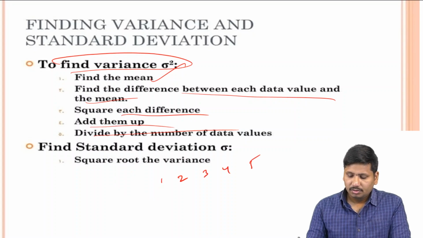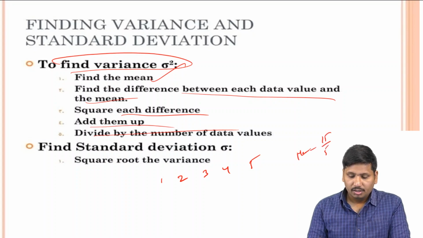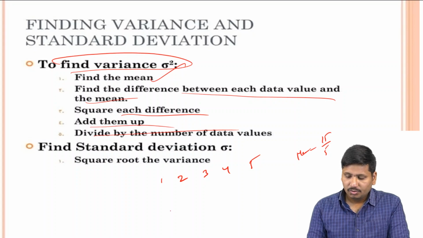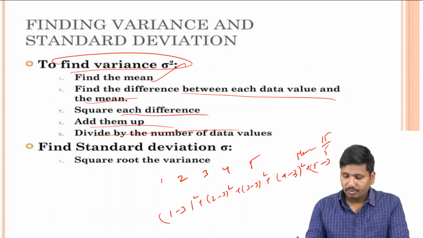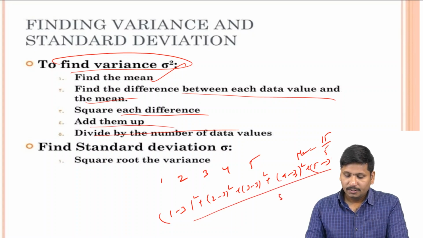The mean is 3 plus 10 plus 15 divided by 5, which is equal to 3. So how are we going to calculate the variance? 1 minus 3 whole square, 2 minus 3 whole square, 3 minus 3 whole square, 4 minus 3 whole square, and 5 minus 3 whole square, divided by the total number of values.